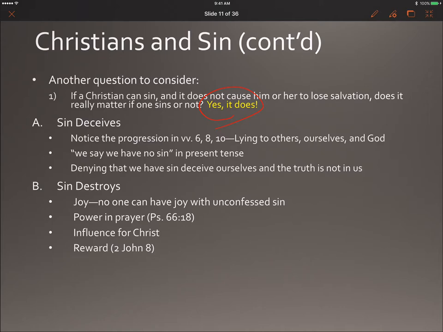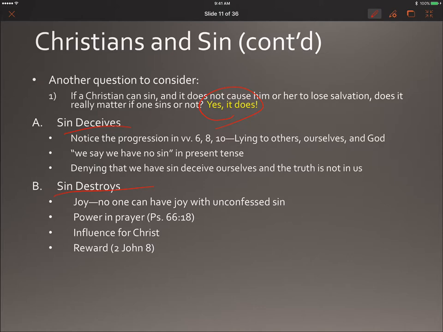Like death of our joy, death of our peace, death of our relationship with God, death of our ministries, death of our influence for Christ. Also, loss of reward. So sin can destroy a lot of things, and we would not be faithful Christians if we neglected to be as godly as God has given us the grace to be. So therefore, sin deceives and it destroys. So yes, it does matter if we sin.